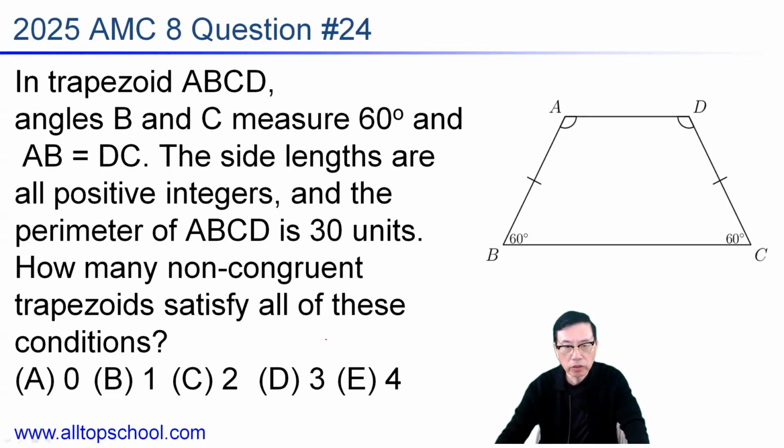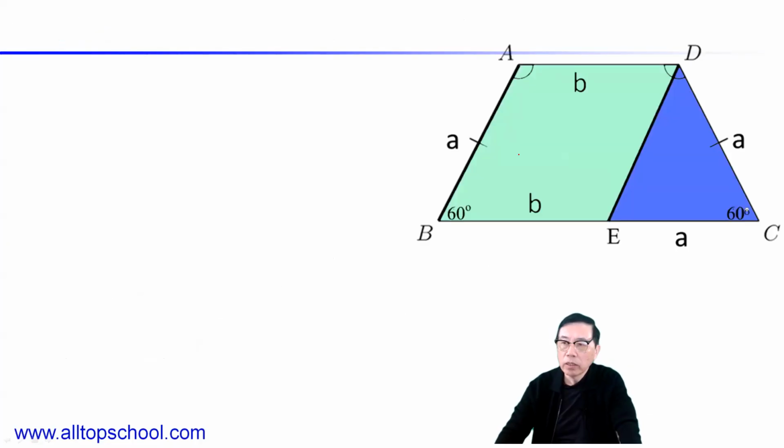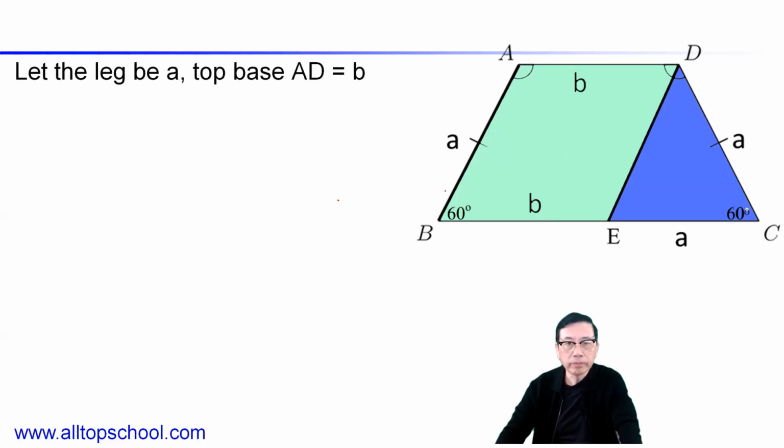So now let's go back to our problem. For this one, we have the perimeter given, ABCD. The base angle is 60 degrees. And then what we can do, we're going to do the first method: we're going to split the trapezoid into two shapes. Draw a parallel line DE parallel to AB. I'm going to let the leg be A and the top base be B. So given the condition, all these sides are integer values.